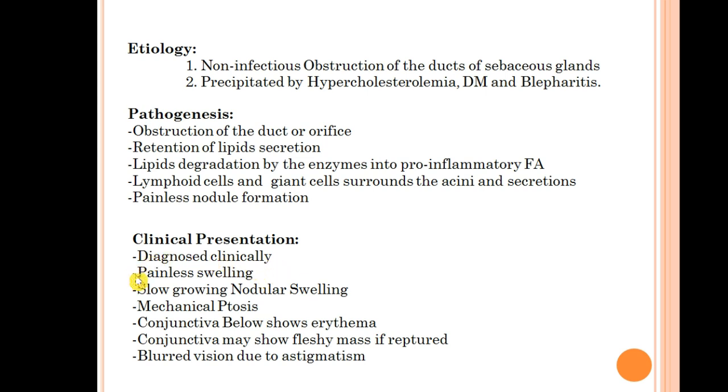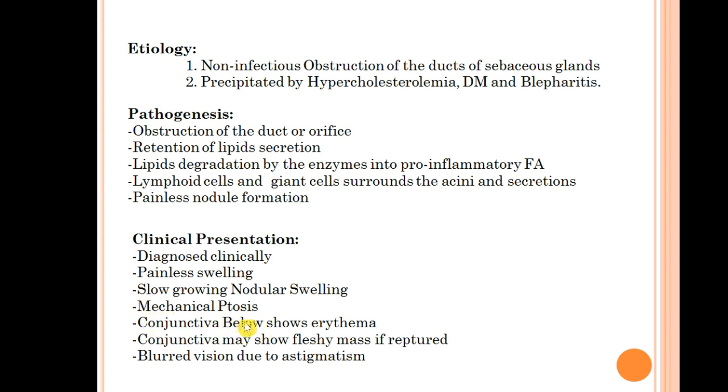Now this is a high yield point, you have to remember it, because the next disease that we are going to cover, the hordeolum, will be a painful swelling. However, chalazion is a painless swelling, and it is actually a slow growing nodular swelling. We have discussed that it will be slow growing because the giant cell formation and granuloma formation takes a bit of time.